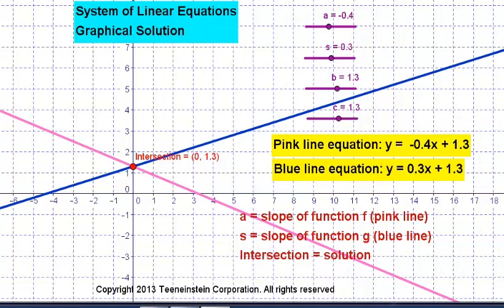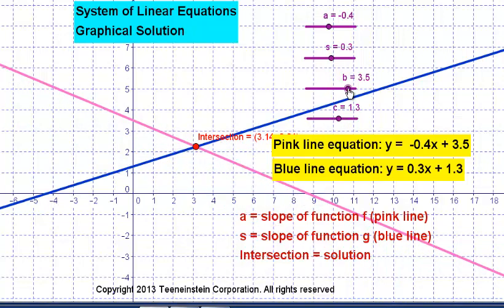Here I am using the equation in the form y equal to mx plus b, y equal to slope times x plus the y-intercept. The equation of the pink line here is y equal to negative 0.4x plus 1.3, where this negative 0.4 is the slope of the pink line. That's controlled by this here. A is the slope of the pink line, and S is the slope of the blue line, and B is the intercept of the pink line, and C is the intercept of the blue line.